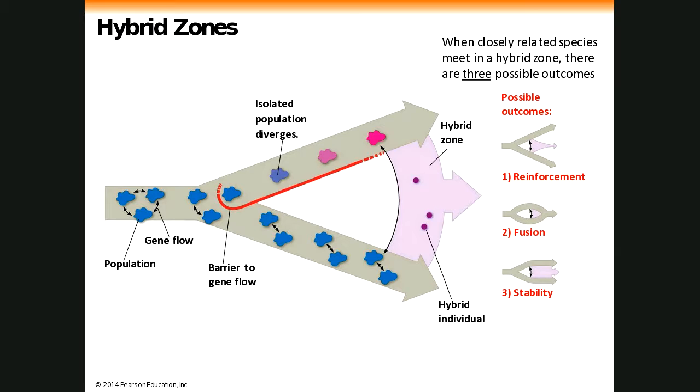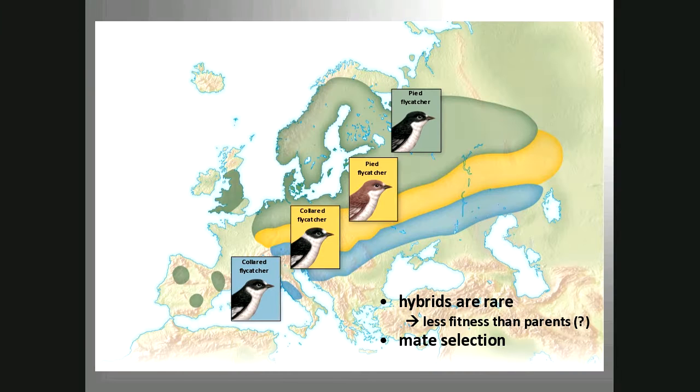All right, let me show you an example from the wild of what I mean by this whole idea of reinforcement, an example of reinforcement in a hybrid zone. All right, these are what? Flycatchers, that's right. In Europe, we have two species of flycatchers we're mostly interested in. In the green area, we have the pied flycatcher, and these are all males of the pied flycatchers. And down near the southern part in the blue, we have what's called the collared flycatcher. And in between, there is a hybrid zone in yellow. So pied flycatchers and collared flycatchers mix in that hybrid zone in between.